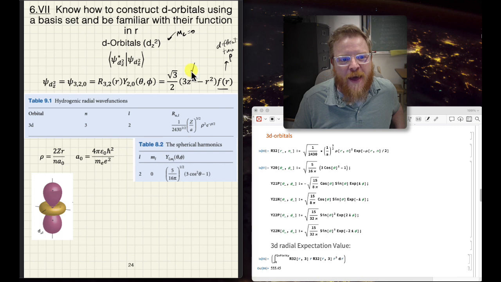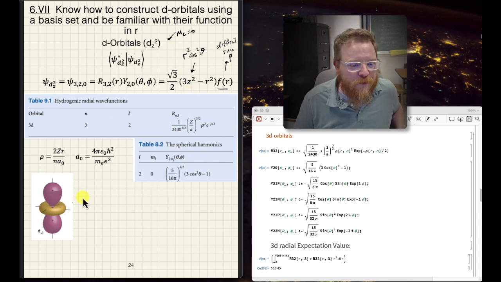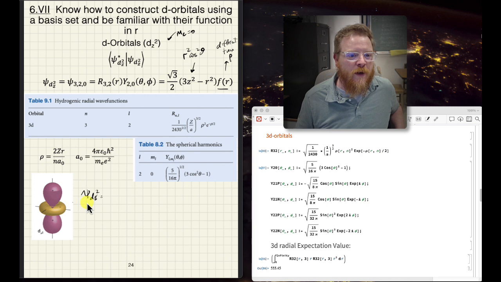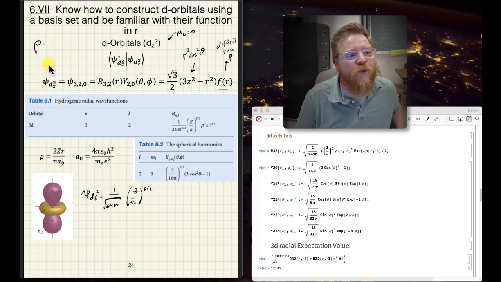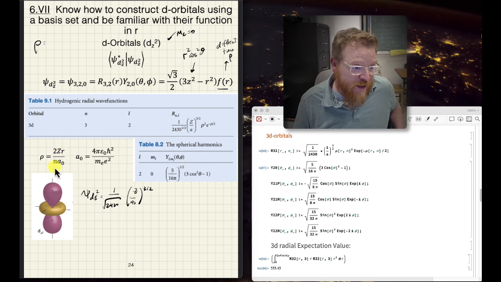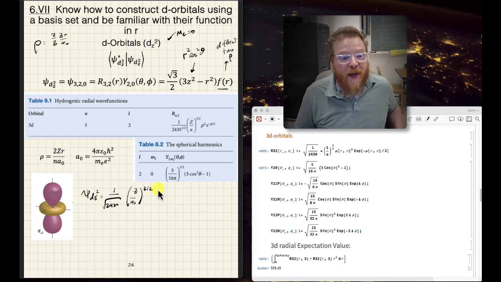And so recall now that that z squared will be r squared cosine squared of theta. So we're going to look for that. So now plugging all of this in, we can say psi dz squared, and I guess 3dz squared more specifically, is going to be the R32, which is this 1 over root 2430 times Z over the Bohr radius to the 3/2 times rho squared, which now we recognize rho for n equal to 3 will be 2 over 3 ZR over a naught. So now that's rho squared.